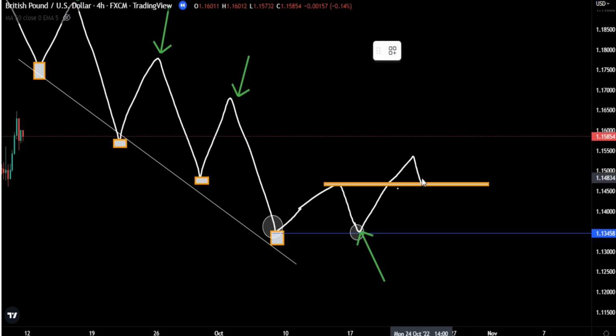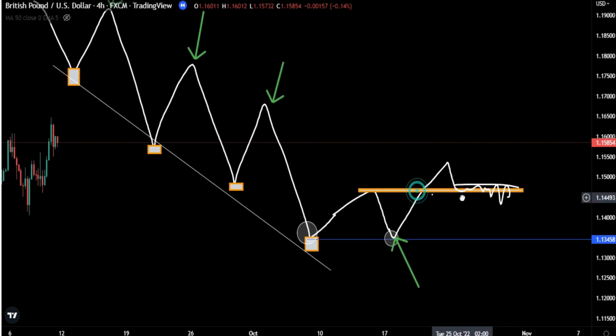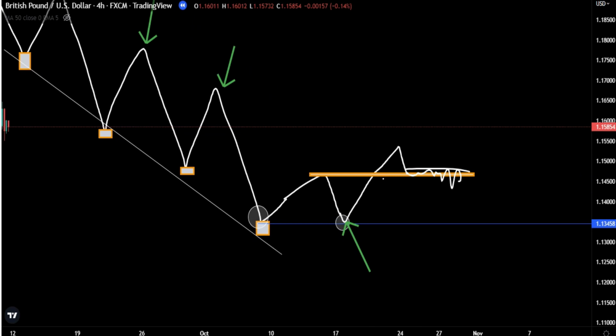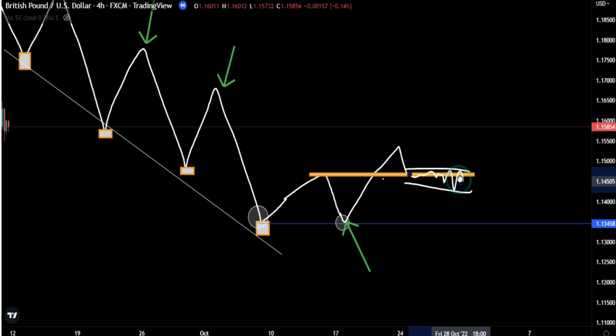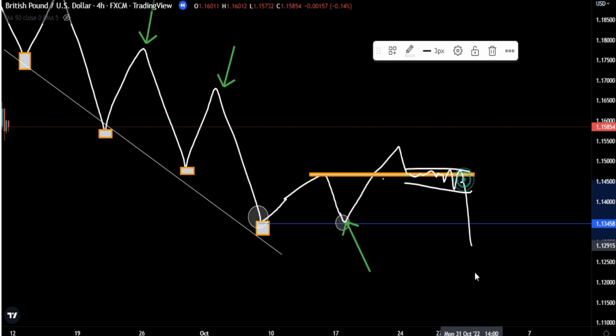After that breakout, the price will just bounce, range a bit, and create something like this. From here the price can actually break out from that horizontal channel, anything like that, and keep going to the downside, right? So you don't want to enter a trade like this. The price can actually break out and keep going.